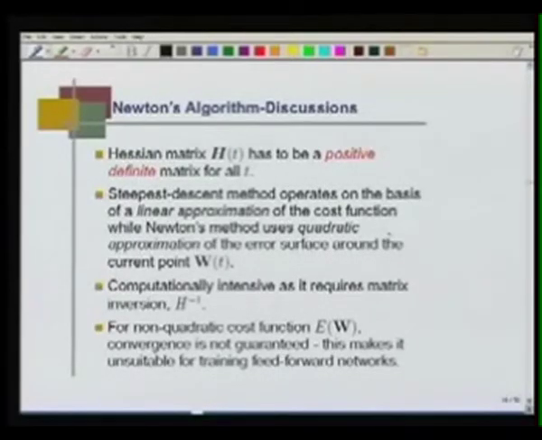Steepest descent method operates on the basis of a linear approximation of the cost function, while Newton's method uses a quadratic approximation of the error surface around the current point W t. It is computationally intensive as it requires matrix inversion, H inverse. For a non-quadratic cost function E w, convergence is not guaranteed. This makes it unsuitable for training a feed-forward network.